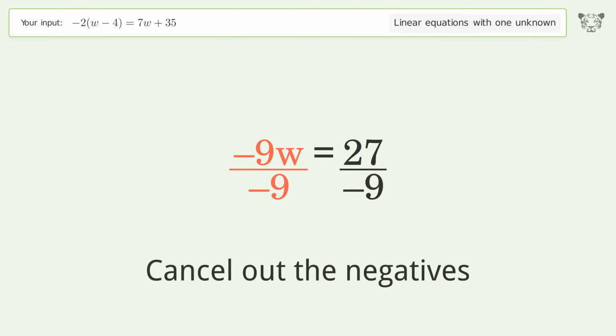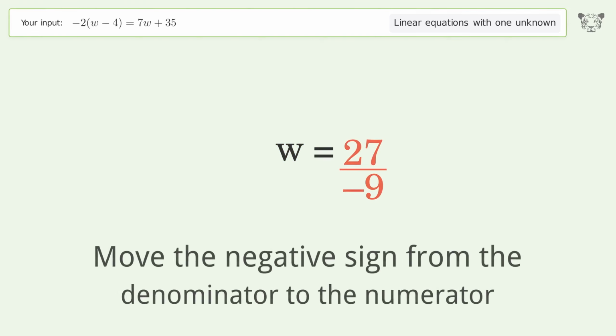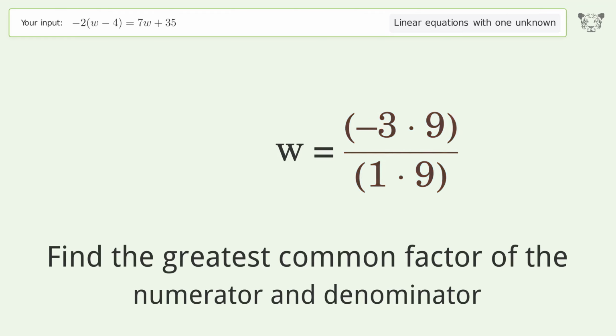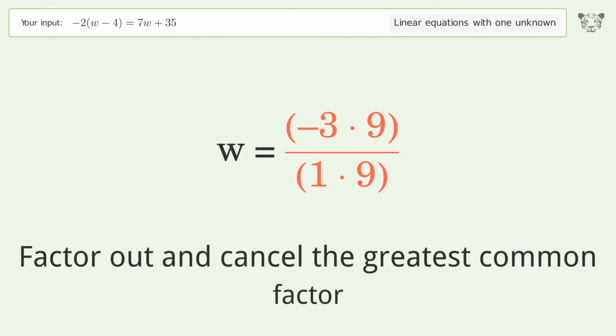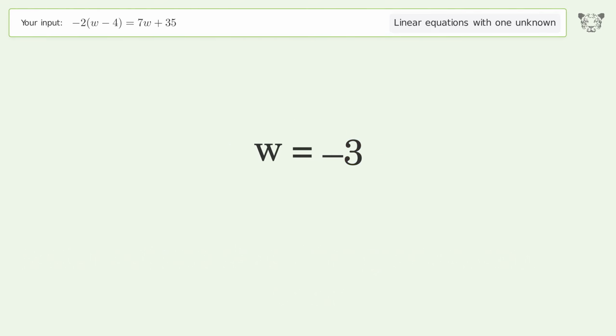Cancel out the negatives. Simplify the fraction. Move the negative sign from the denominator to the numerator. Find the greatest common factor of the numerator and denominator. Factor out and cancel the greatest common factor. And so the final result is w equals -3.